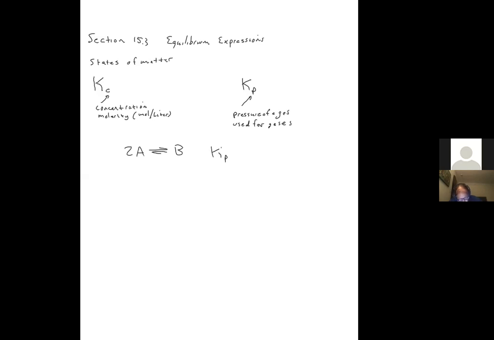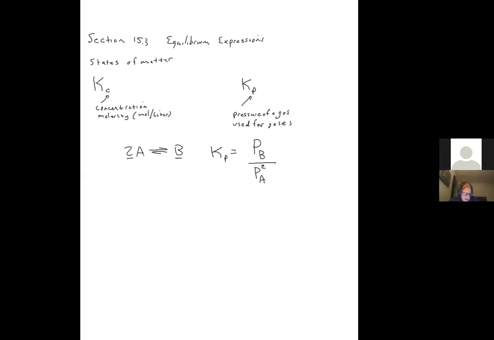Kp, the only thing here is the notation. The notation is a little odd. You write the symbol P, it's uppercase, and then you put the B underneath. And that means pressure of B, okay? Then you divide that by pressure of A, and then put your coefficients in. So this would be squared, okay? And that's it right there. So if we measure the pressure of gas A and gas B, and we know those equilibrium pressures, we can calculate Kp.